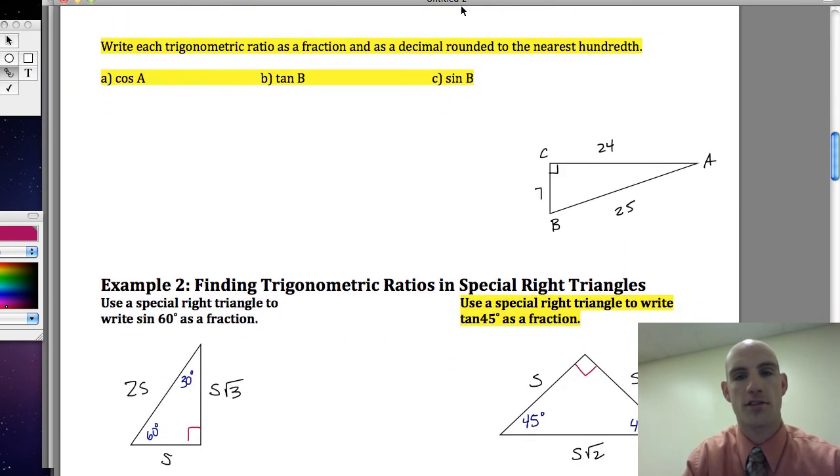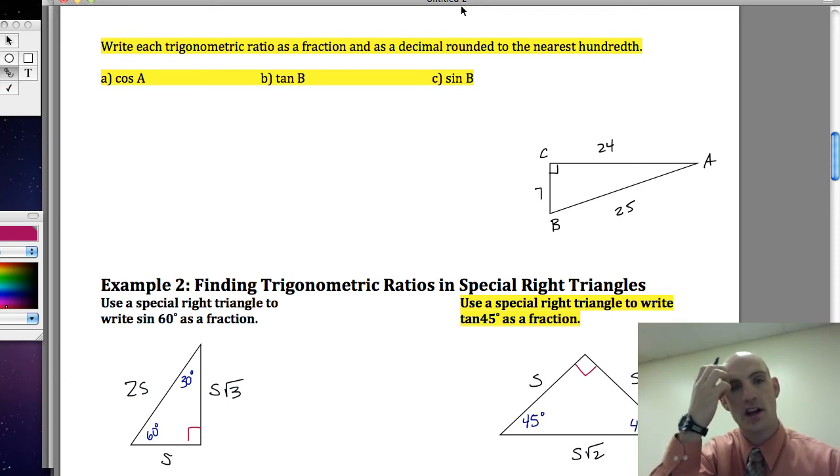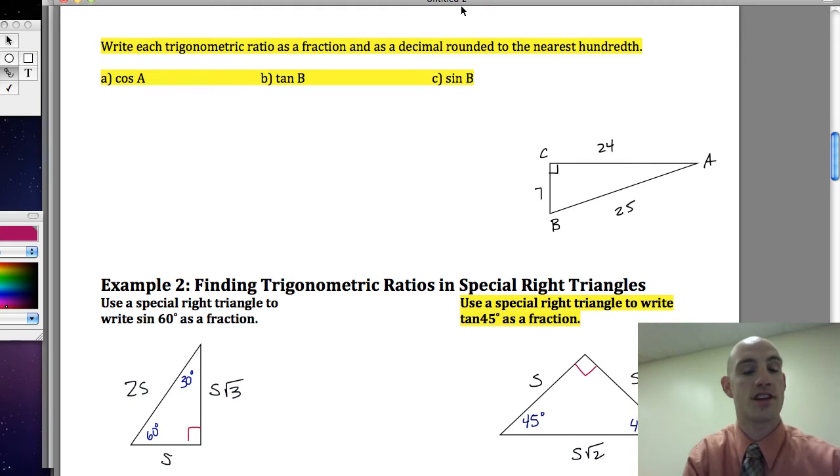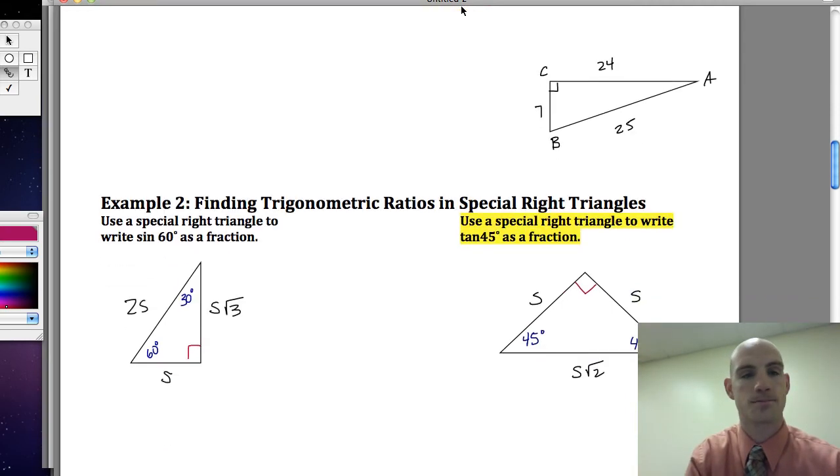I've got another right triangle here for you. You try this one, find the cosine of A, the tangent of B, and the sine of B. Okay? I'm going to go on to example 2, but you try that one.